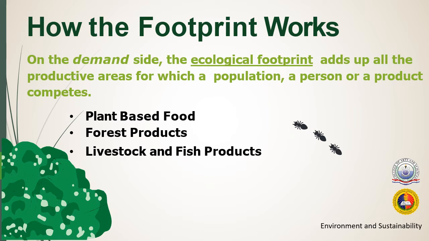The ecological footprint tracks the use of productive surface areas. Typically, these areas are cropland, grazing land, fishing grounds, built-up land, forest area, and carbon demand on land.